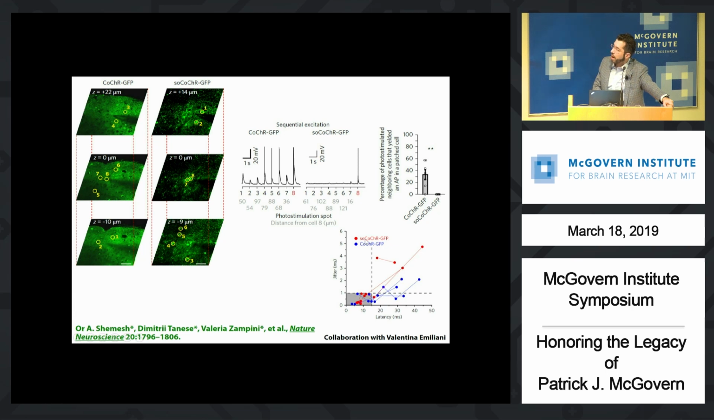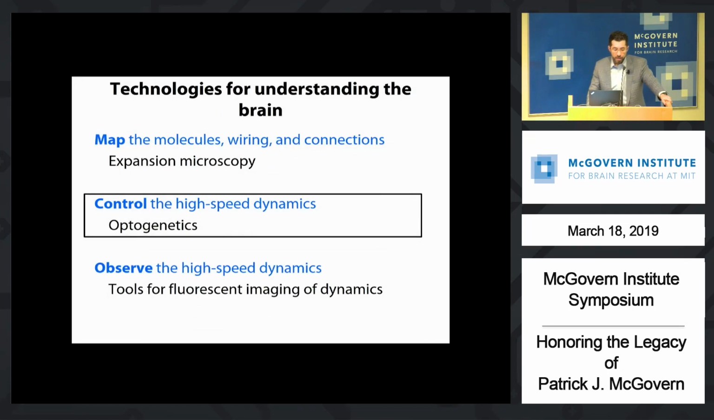And because CoChR is so powerful, we can use brief, bright pulses of light and get sub-millisecond jitter, or temporal error, of the action potential. So that's the update I wanted to share with you on the optogenetic control front.